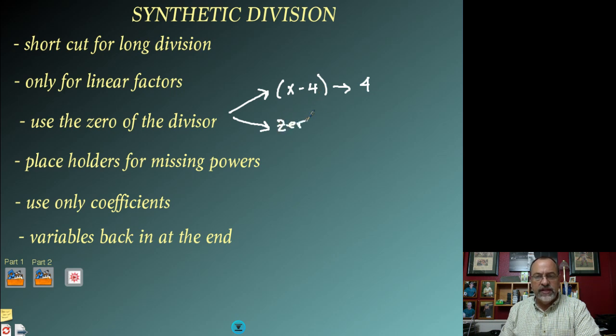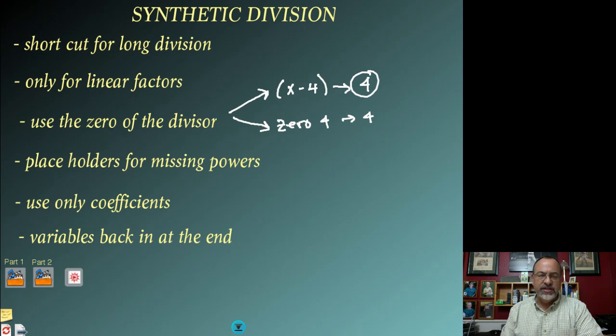If I'm told that the zero is 4, then I'm going to use the number 4, because again I'm using the zero. In the first case I have to figure out what the zero is for myself. That's why I take the opposite, or I use what would make this zero. In this case I'm told what the zero is, so I simply use the number that they give me. So it's very important to make sure that you understand what you're doing here.